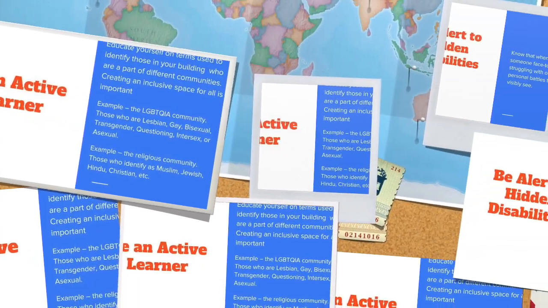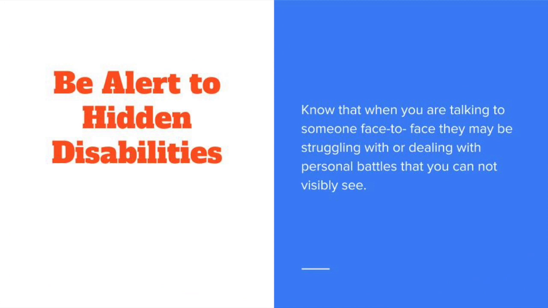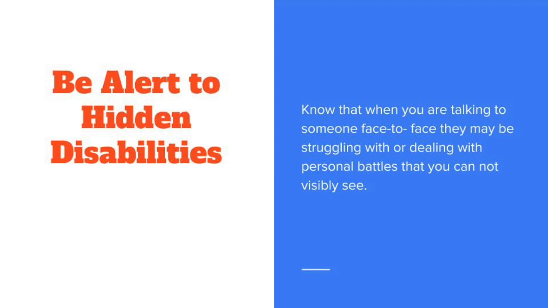That also gets to the next thing that I'd like you to think about, and that is be alert to hidden disabilities, hidden identities. You're going to be talking face to face, and there are some things about people, their identities, that you'll be able to tell just by looking at them. But there are so many identities that are below the surface. There are also disabilities that are below the surface.